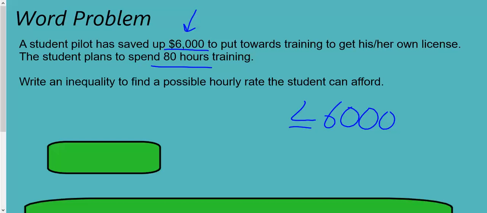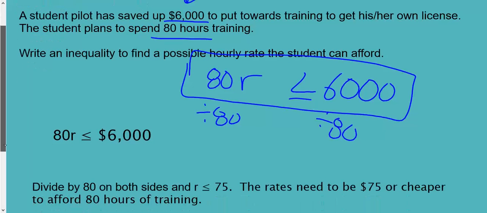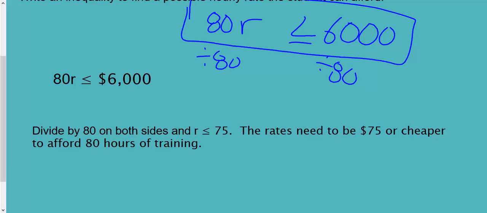All right, so I need 80 hours. So 80 hours times the rate has to be less than or equal to 6,000. And then to solve it, we can just divide. So this would be the answer for part A, and then divide by 80 on both sides. And then you'll have your answer there. So there's your inequality, there's your answer. So $75 or less.